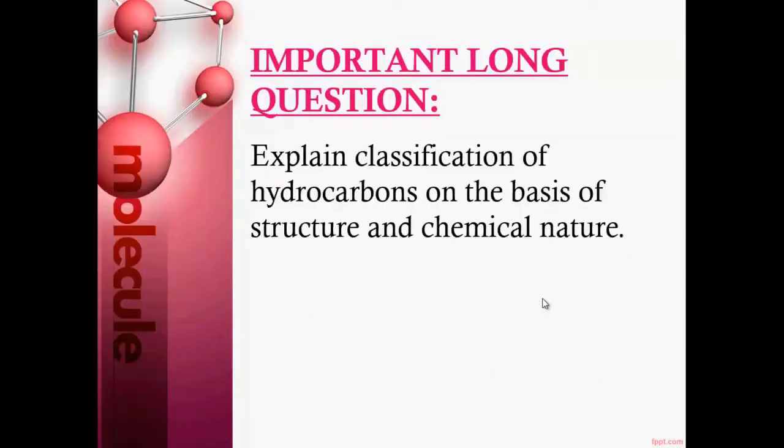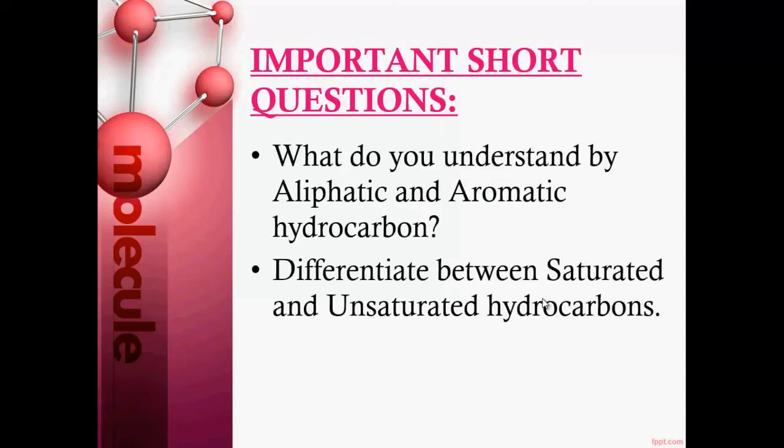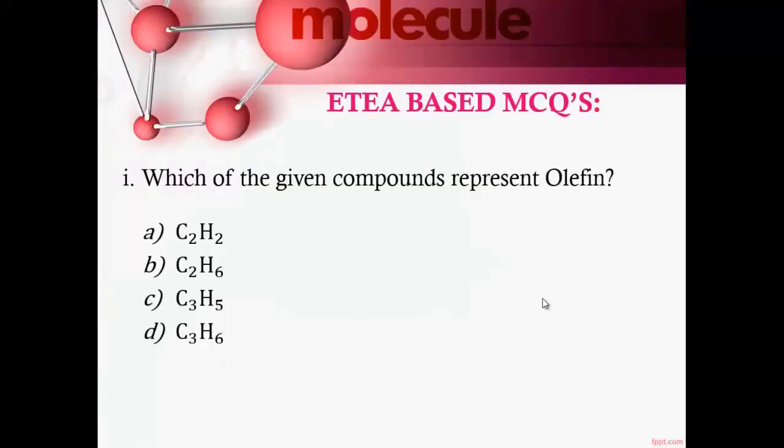Now, important short questions and long question from this hydrocarbon portion. First we will discuss the long question. Explain classification of hydrocarbons on the basis of structure and chemical nature. This is one of the important long questions. Now, short questions. What do you understand by aliphatic and aromatic hydrocarbons? Second, differentiate between saturated and unsaturated hydrocarbons. Now proceed towards important MCQs which are based on BICE exams as well as ETA.